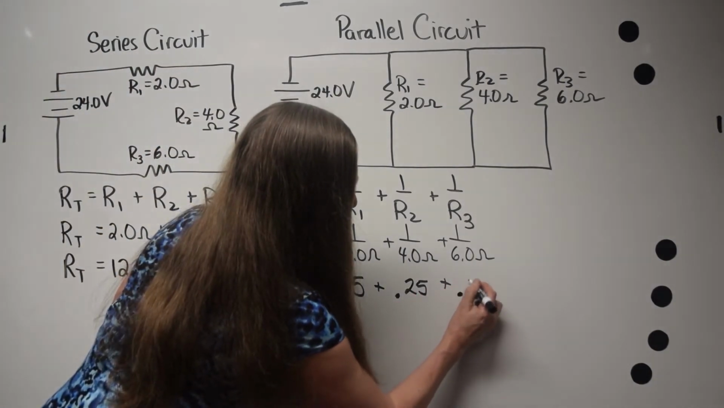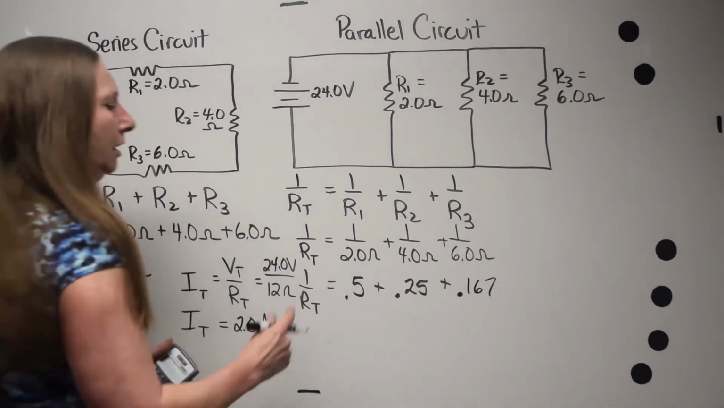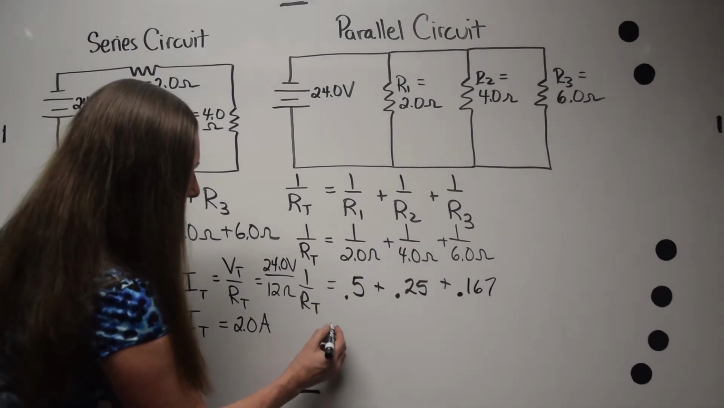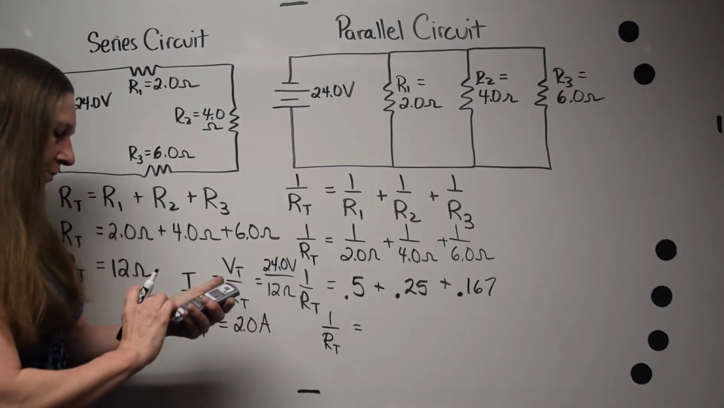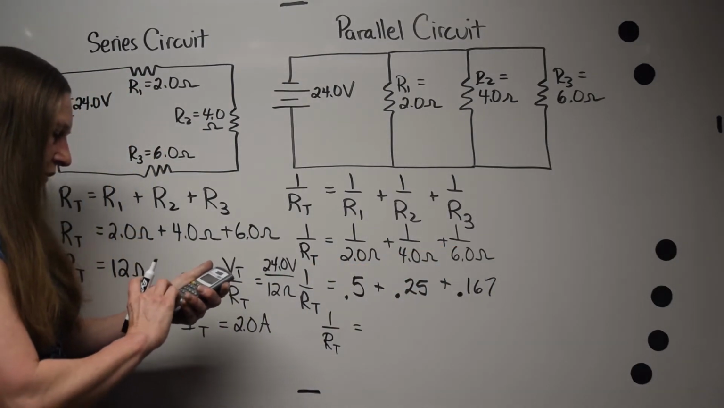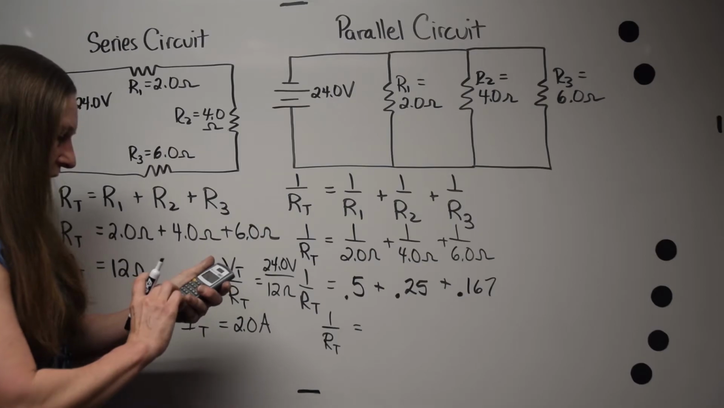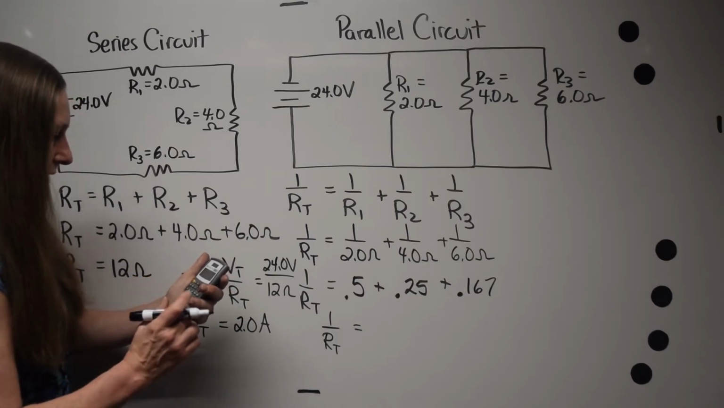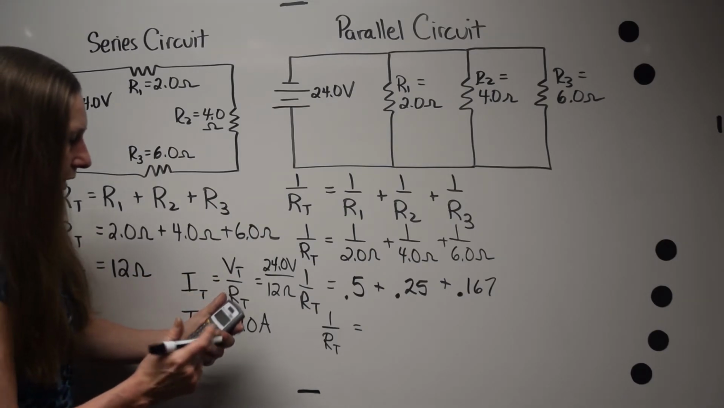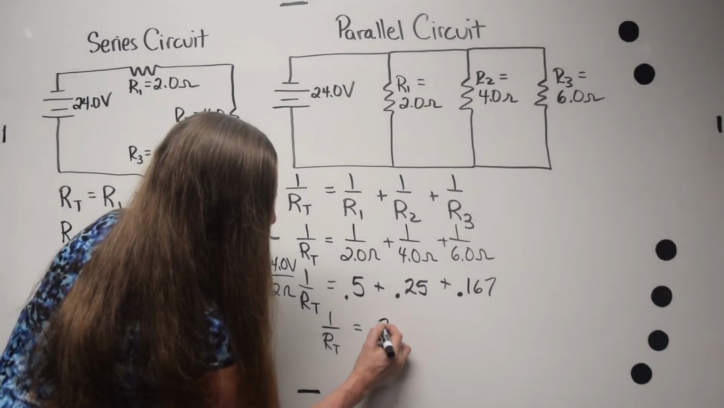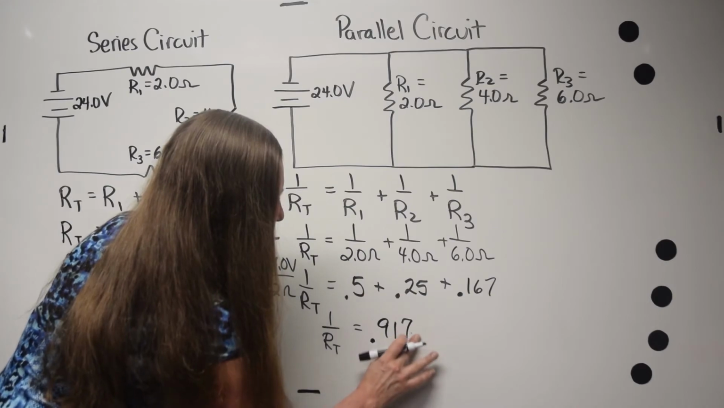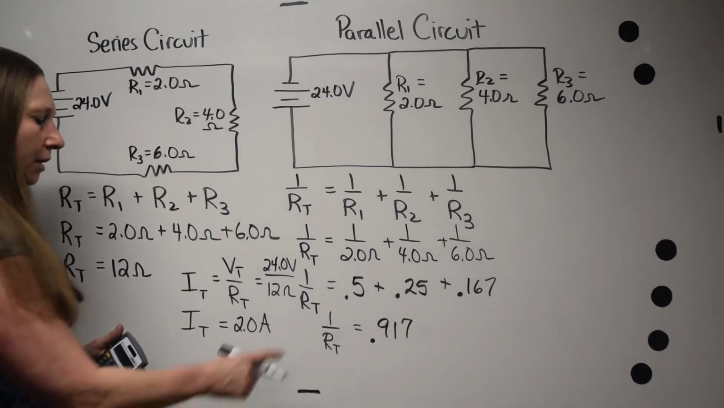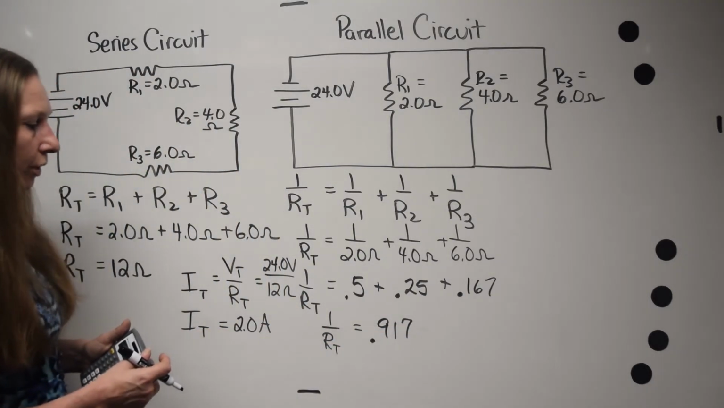Okay, 0.167. Add them all up. All right, 1 over R total equals 0.5 plus 0.25 plus 0.167 equals 0.917. All right, that's not ohms. That's 1 over ohms. Okay, 1 over R total equals 0.917.